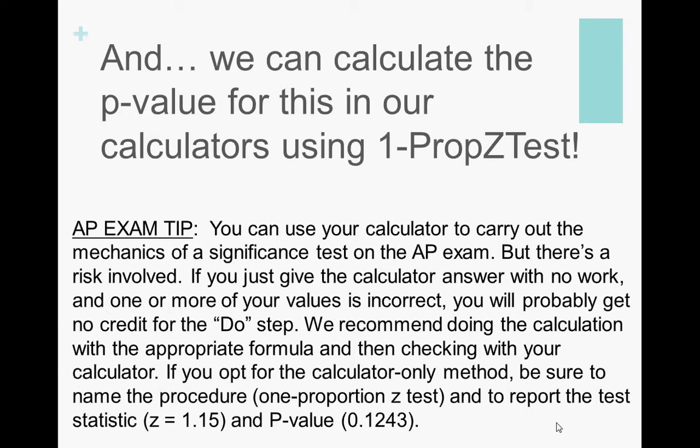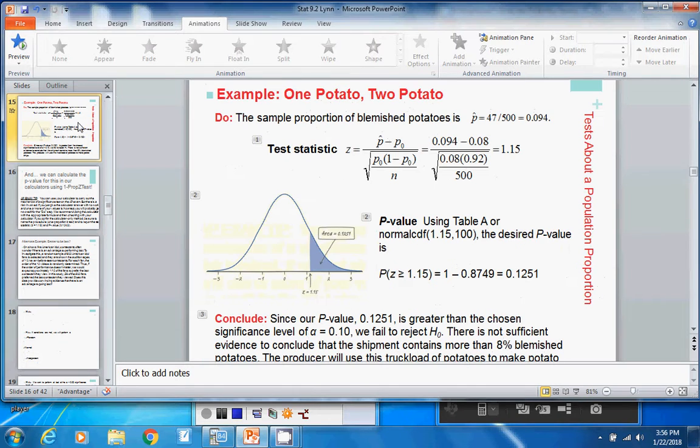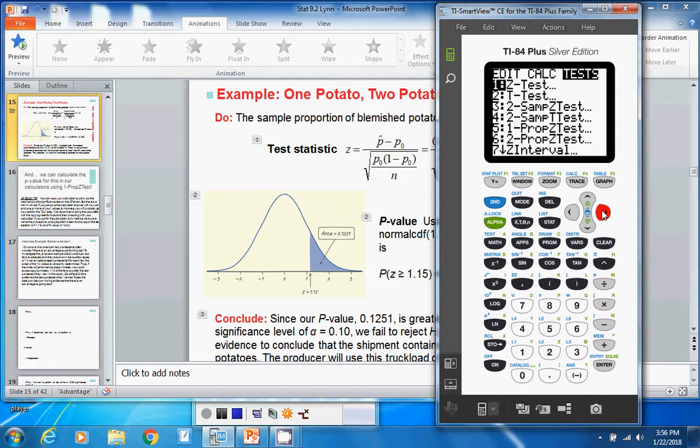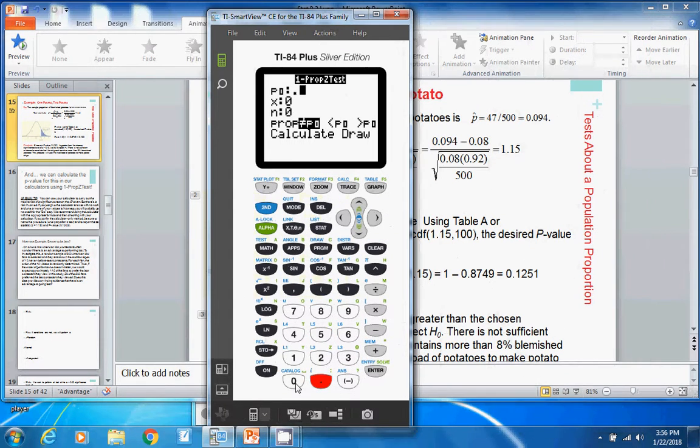So we go to stat, go over to tests, and we are doing the one prop z-test. Number 5, one prop z-test. Okay, our p naught for this was 0.08. X is how many successes, that would be how many blemished ones in this case, that was 47 out of 500. And our alternative hypothesis was that it's greater than 0.08. So we'll do that, and you can just go to calculate.